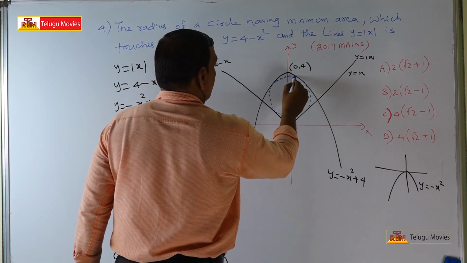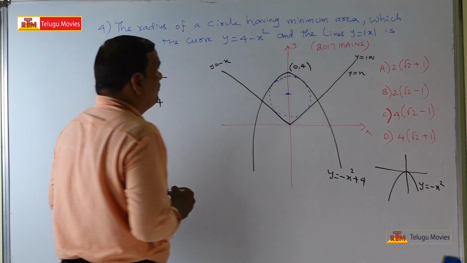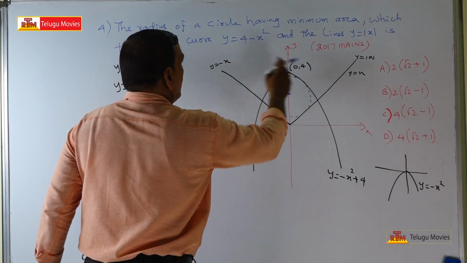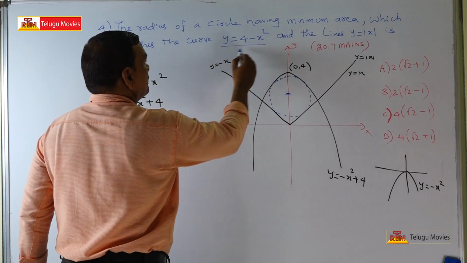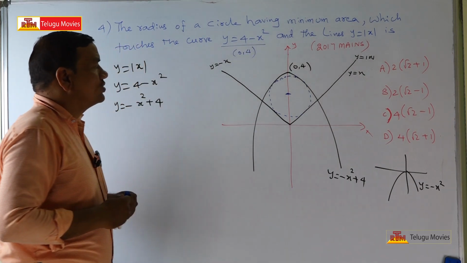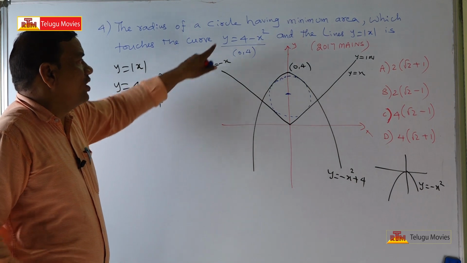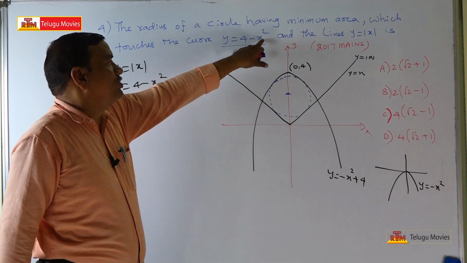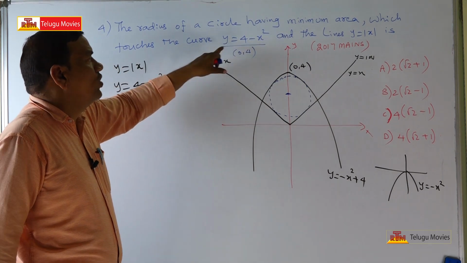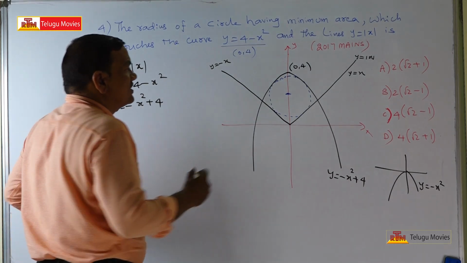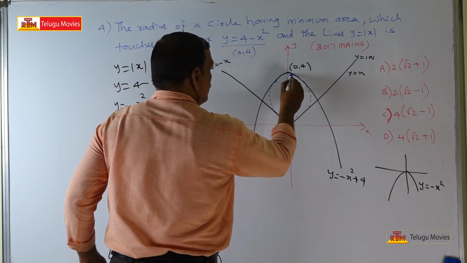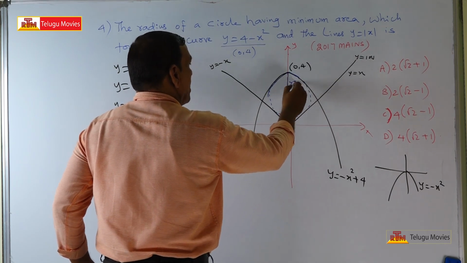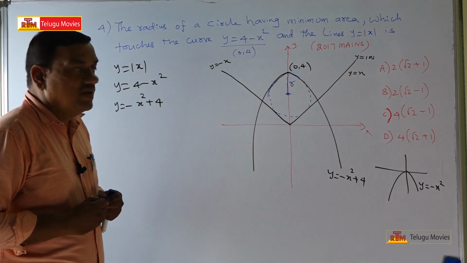Moreover, if you observe, the point (0, 4) also satisfies the parabola equation y is equal to 4 minus x square. In place of x substitute 0, and you get y equal to 4, so 4 is equal to 4. That means your circle also passes through this point and touches these curves and these lines. So let R be the radius of the circle.